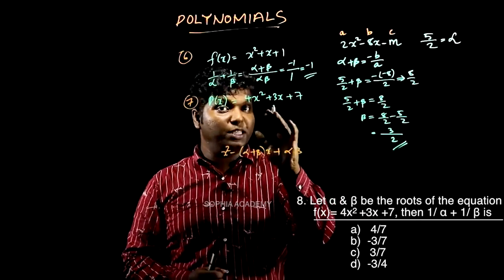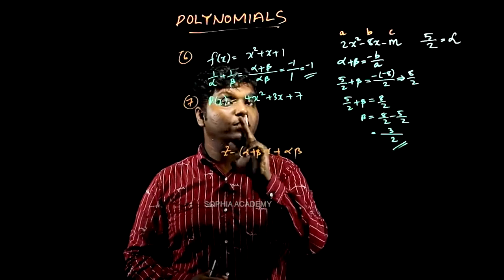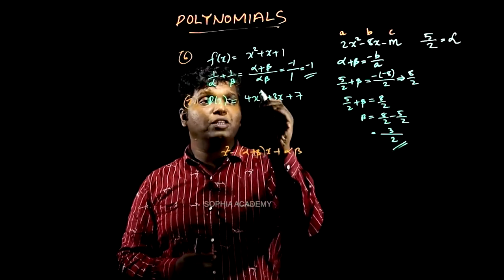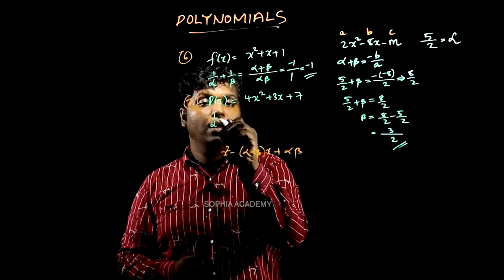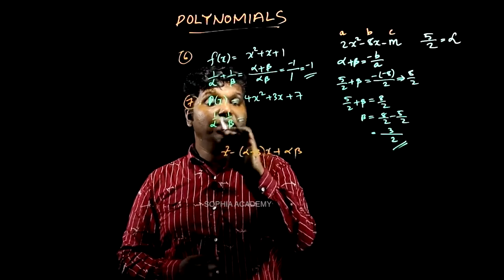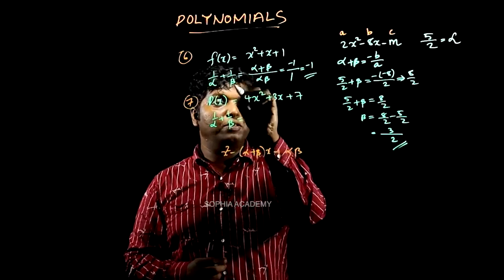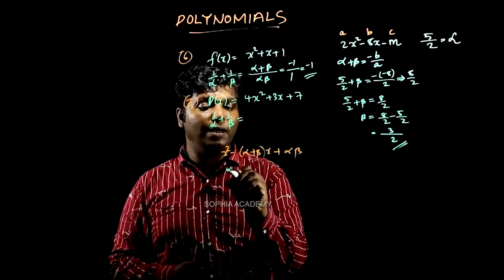There is a difference between these two questions. That's why I'm mentioning this question, because here you can see the coefficient of x square is not 1. So here you have to do something. First of all, this is the same question that you have to find 1 by alpha plus 1 by beta. But here, first of all, you have to find alpha plus beta, because you know that 1 by alpha plus 1 by beta means alpha plus beta by alpha beta. So tell me, what is alpha plus beta?